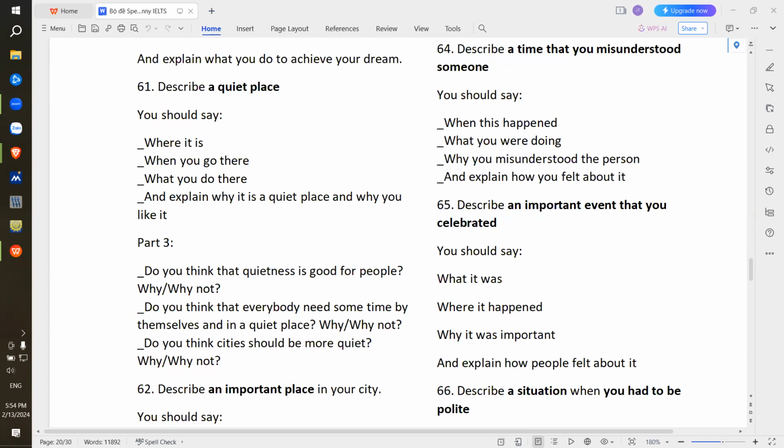I have two cases to support it. One is if people work in a crowded city, they spend most of their time in a noisy place. So they want to spend free time in quiet places to recover the energy, to restore.